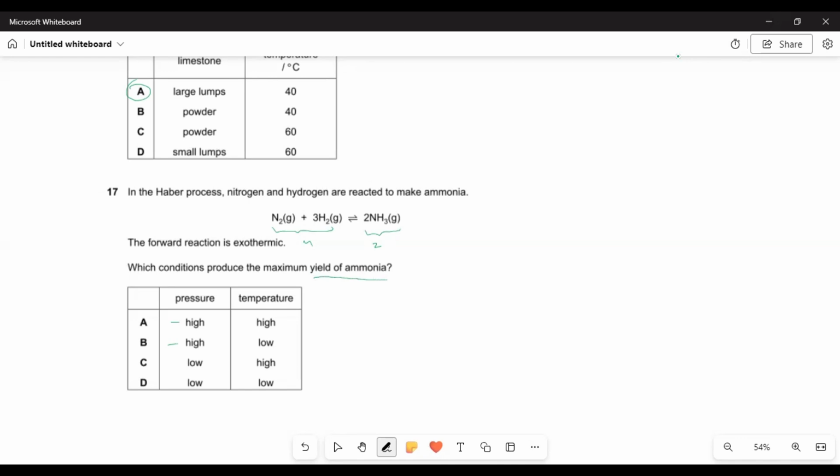And what about temperature? As it is mentioned that it is an exothermic reaction, for an exothermic reaction, temperature should be as low as possible. So the low temperature is the correct option. So B is the correct option for this question.